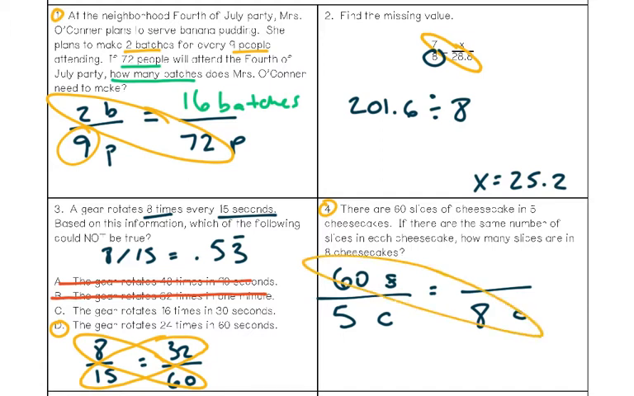So I circle the numbers I have across from each other. In this case, 60 times 8 is 480. And then I always divide by the number that's left. So 480 divided by 5 is 96. Just want to double check that's what the question was asking. Since it says how many slices are in 8 cheesecakes, I found 96 for 8, so I answered the question.